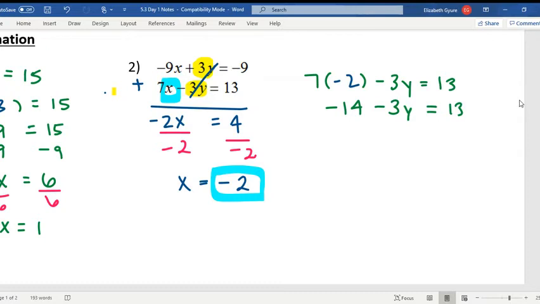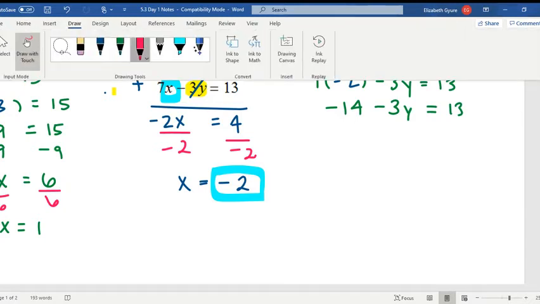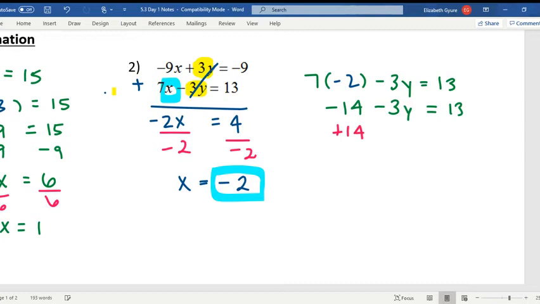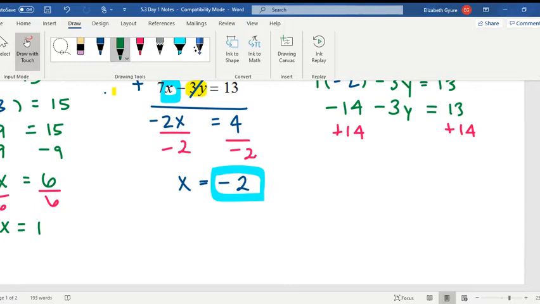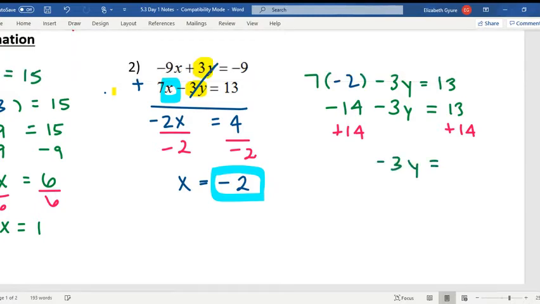Which way do you guys prefer? Yeah, this one, there's not a lot going on. Now with this one, you have a negative 14, right? So if you move a negative 14 over, it needs to, what? Become a positive. So we're going to add 14 to both sides in this one. So add your 14 to both sides, or do your 2 columns. That's going to give you negative 3y equals, what's 13 plus 14? 27.